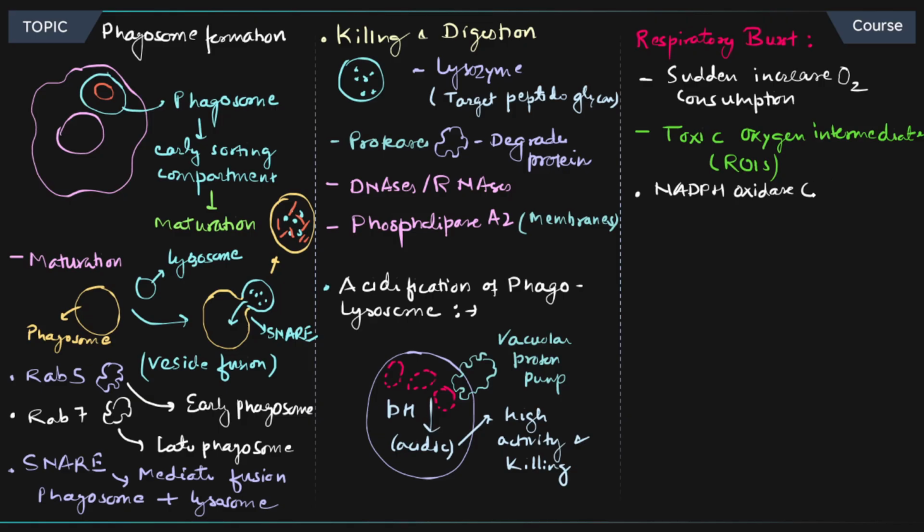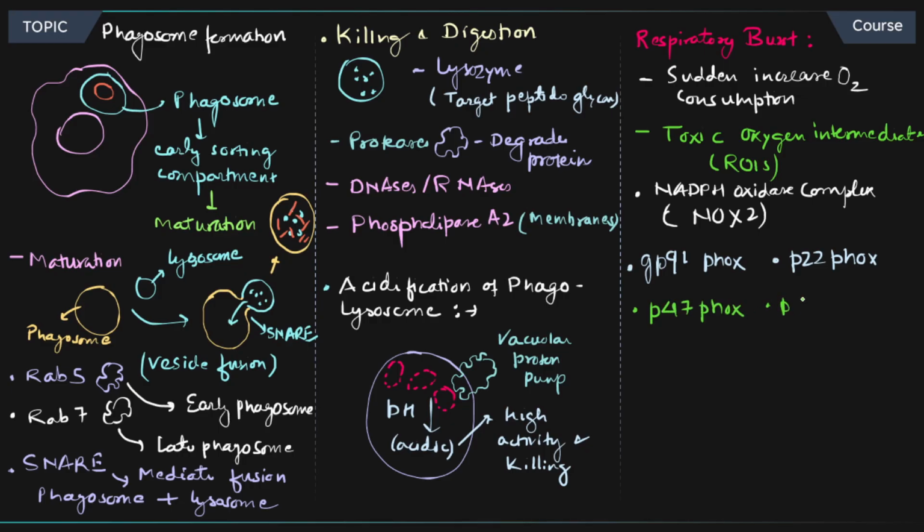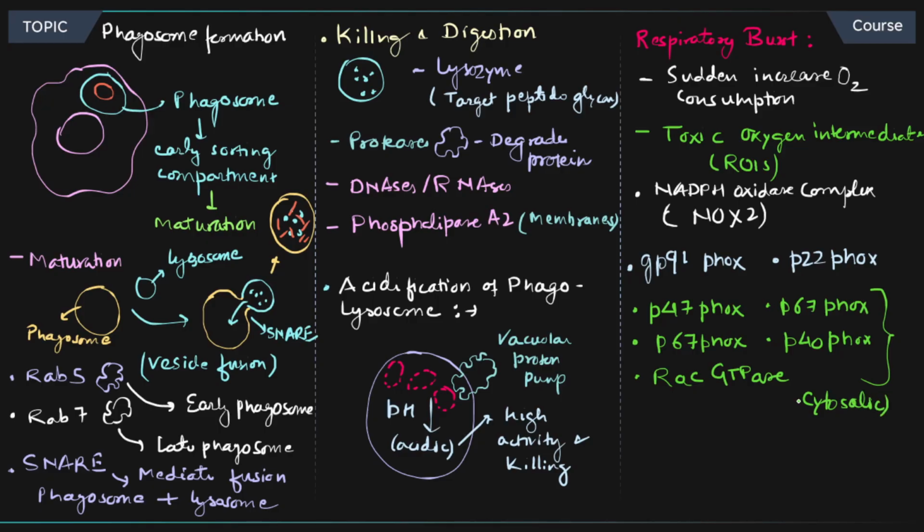The protein NADPH oxidase complex, also known as NOX2, plays a very important role in that process. You have gp91phox protein. You have p22phox. All these proteins are part of this particular complex. You have p47phox. You have p67phox. I'm writing again, right? So you have p40phox, and then Rac GTPase. All these proteins are really, really important. These are basically the cytosolic part of this particular complex, and the top ones are extracellular.